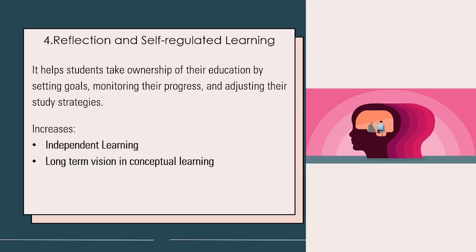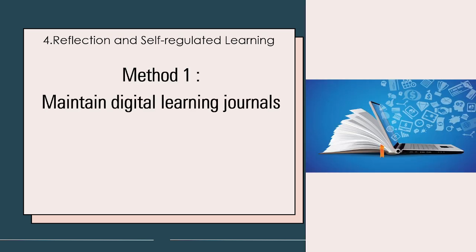Reflection and self-regulated learning. Reflection and self-regulated learning help students take ownership of their education by setting goals, monitoring their progress, and adjusting their study strategies. This approach fosters independence and lifelong learning skills. One effective method is to require students to maintain digital learning journals where they reflect on key takeaways, challenges, and areas of improvement. These can be submitted weekly or used as a personal reference.